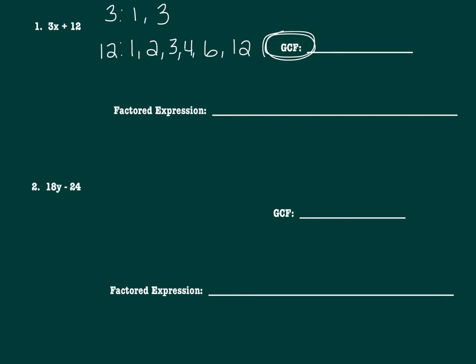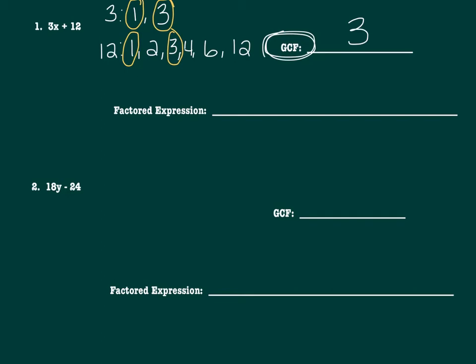Now, we're looking for the greatest common factor. We're not simply looking for the greatest number. So I need to circle the numbers they have in common. So you can see they have a 1 in common. They also have a 3 in common. There's nothing else that 3 and 12 have in common. So which one is the greatest one? Well, the greatest number is 3. So 3 is going to be our greatest common factor.